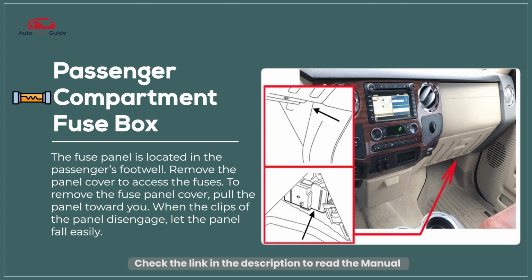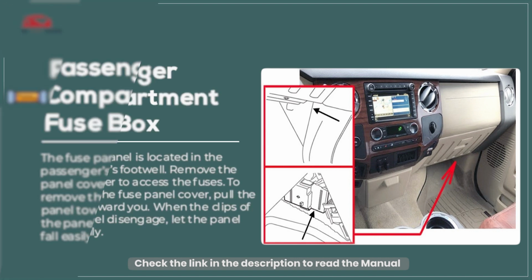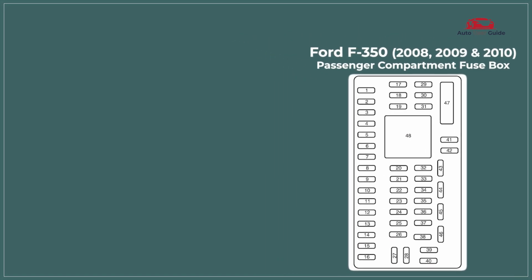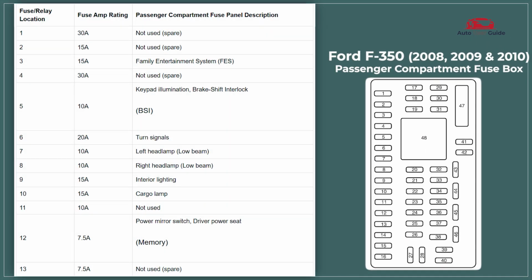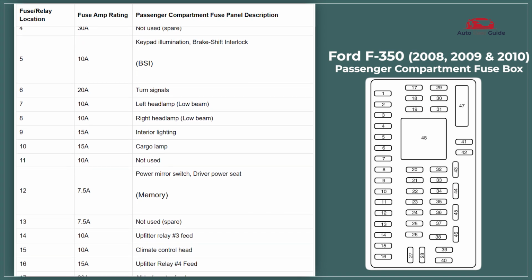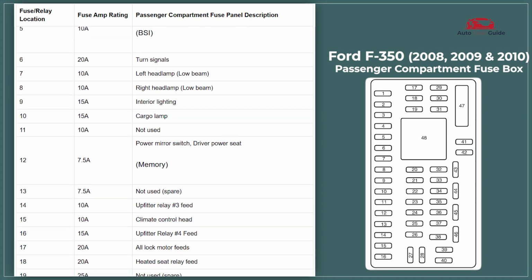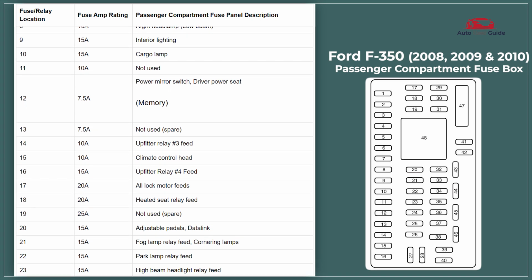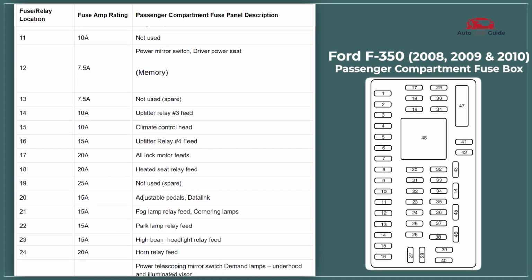Passenger compartment fuse box. The passenger compartment fuse box in the 2008, 2009, and 2010 Ford F-350 manages electrical circuits for interior features such as power windows, radio, and climate controls.